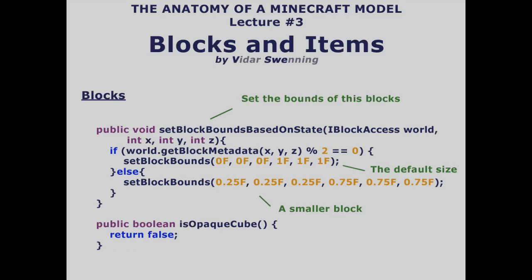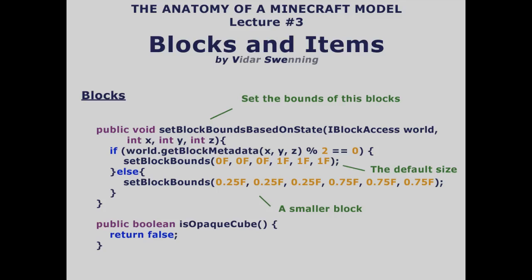And then we went over to the blocks. So here we have a very simple thing where we set block bounds based on state, so we can modify the size here depending on the metadata. So we set it to default size if it was active, or if it was inactive we set it to a block that was just half the size but still in the center, by going from 0.25, 0.25, 0.25 to 0.75, 0.75 and 0.75, like so. So that's just the bounds there.